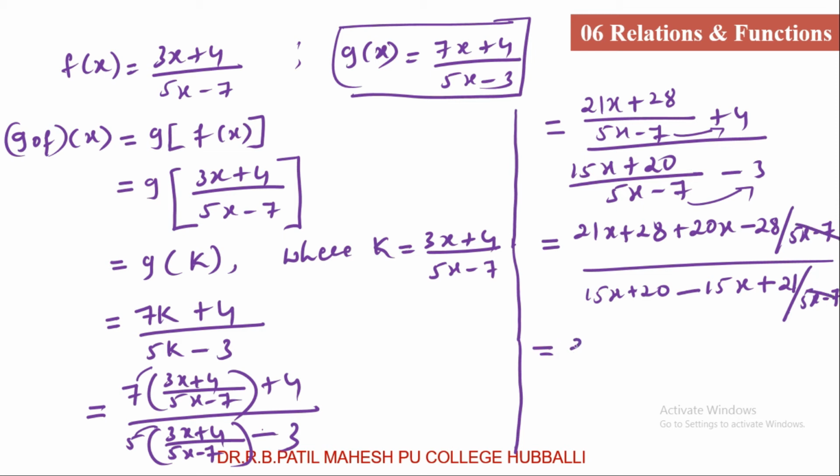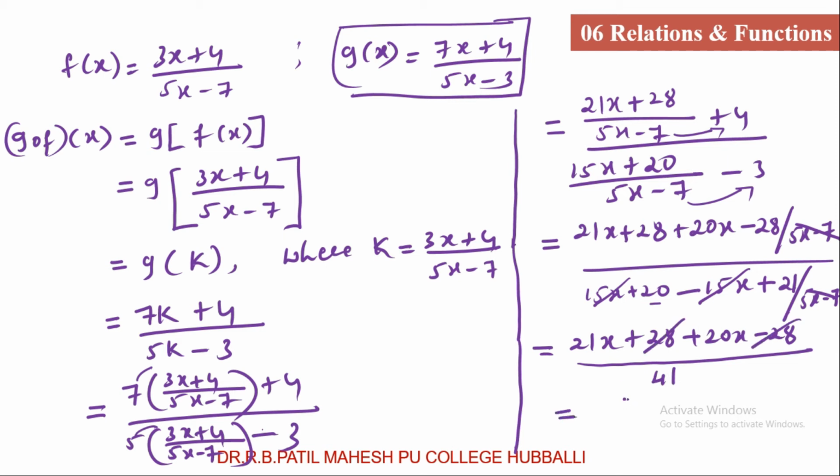Then the remaining terms are 21x plus 28 plus 20x minus 28 divided by 15x and 15x you can cancel, 20 plus 21 will be 41. So now 28 and minus 28 will get cancelled. 21x plus 20x, is it 41x? Definitely 41x upon 41, and 41 and 41 gets cancelled, x.